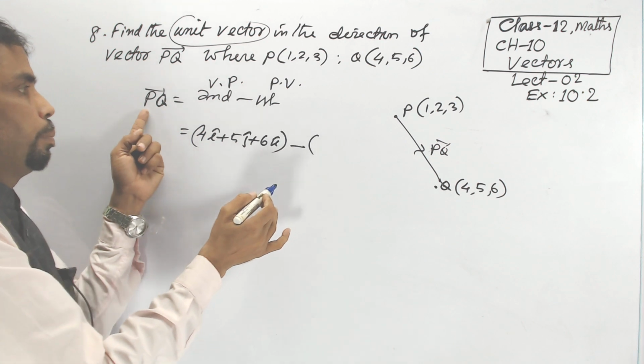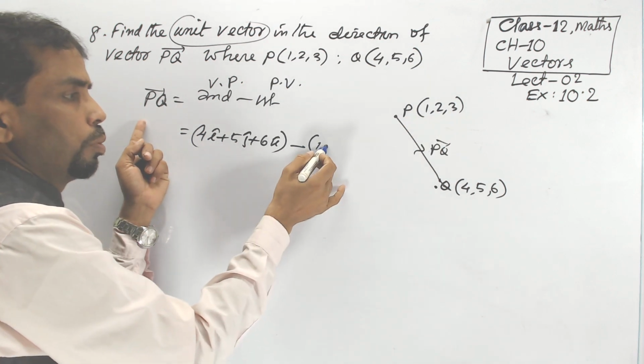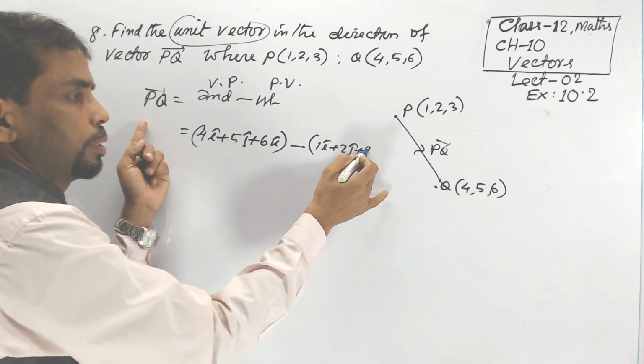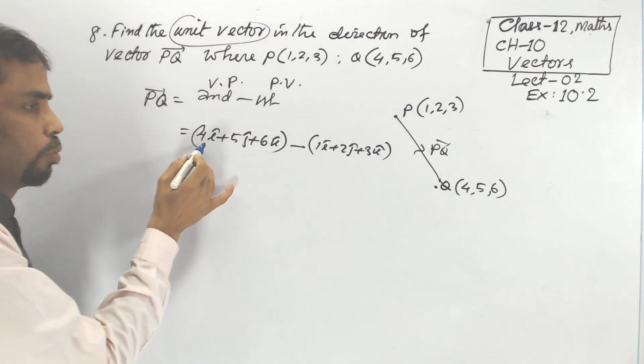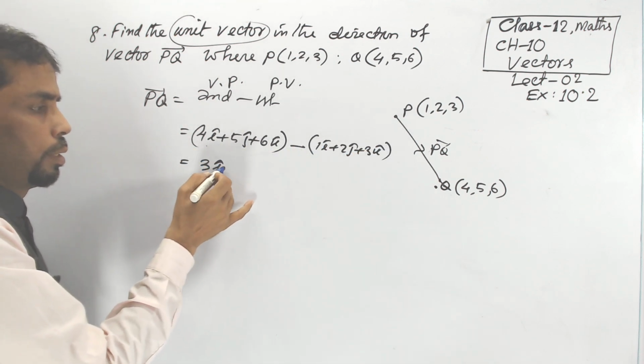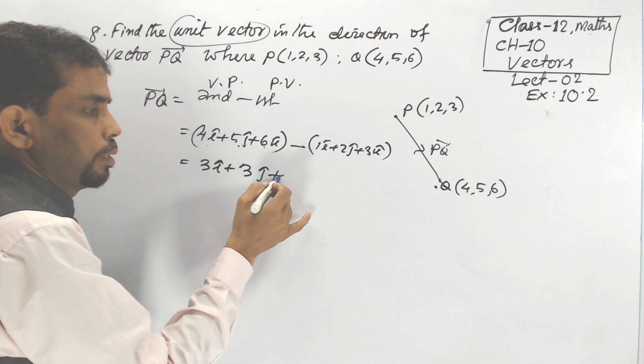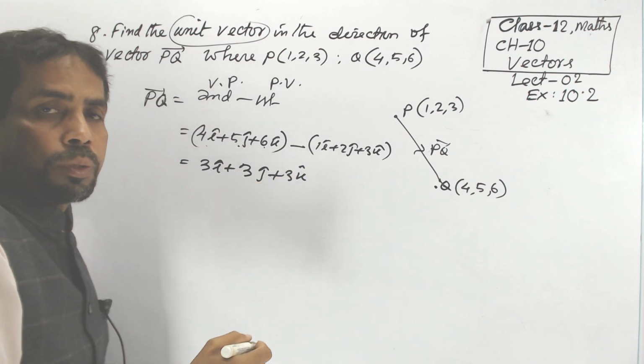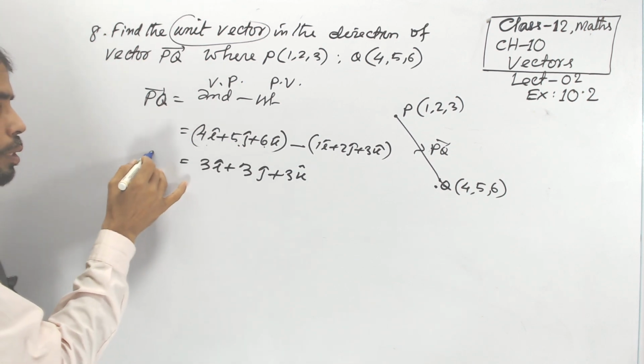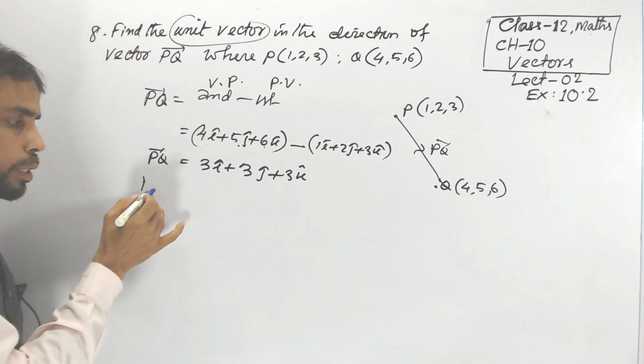Minus first, P. P is 1, 2, 3. So 1i, 2j plus 3k. And then we'll simplify. 4i minus 1i is 3i. 5 minus 2 is 3j. 6 minus 3 is again 3k. So at first we will find its magnitude. This is the vector PQ we got. Now we are finding its magnitude at first.